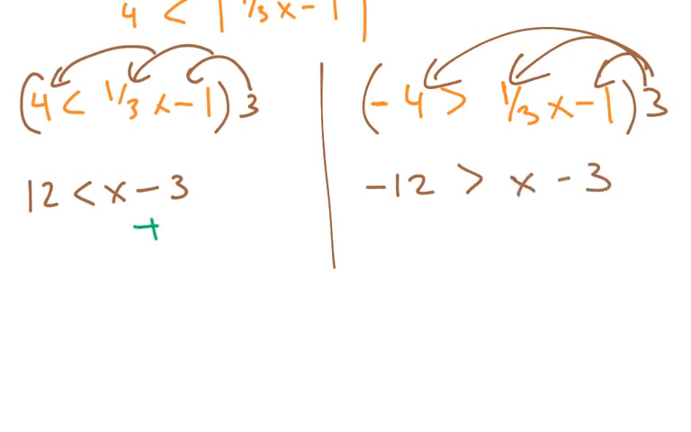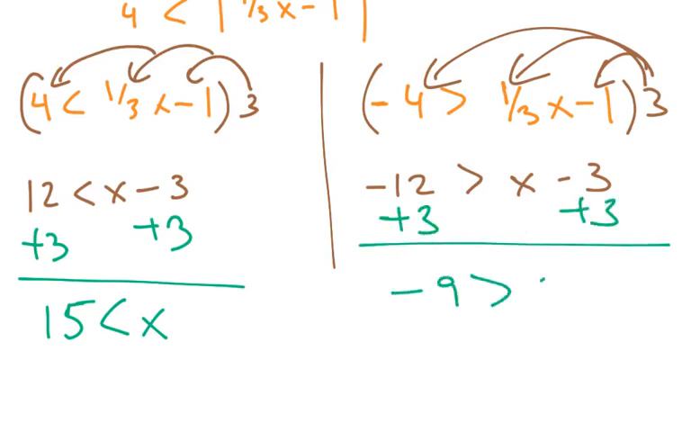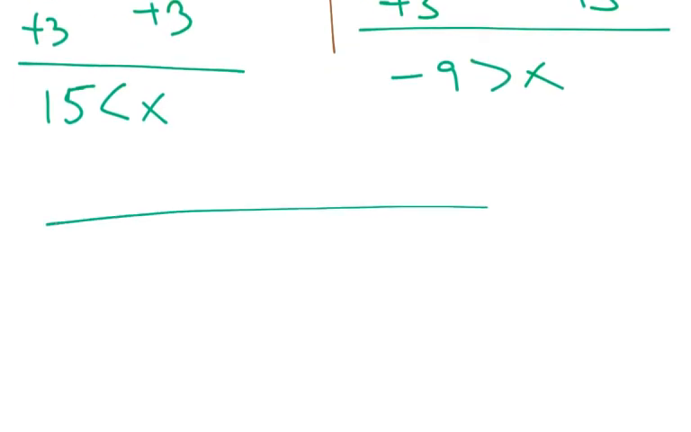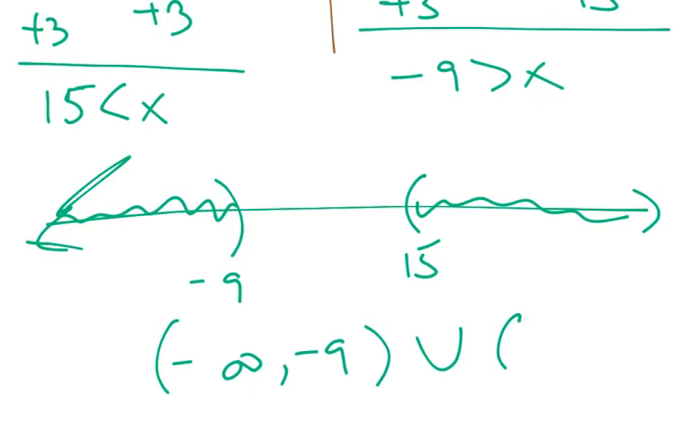We'll add the 3. x is greater than 15, add the 3. x is less than negative 9. We'll graph it. x is greater than 15 is over here. x is less than negative 9 is over here. And that's my answer. And there you have it. So, hopefully that's not too bad.